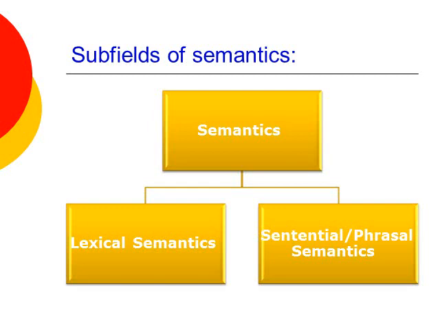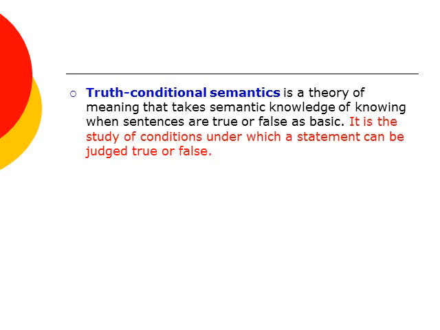Today we'll continue our discussion, but we'll move to sentential or phrasal semantics. As the name suggests, this is the semantics of the meaning of individual sentences and the different relations that exist between 2 or more sentences. So the focus of today's class is what is called truth conditional semantics. Truth conditional semantics refers to a theory of meaning that takes semantic knowledge of knowing when sentences are true or false as basic. I'd like to draw your attention to this concept of knowing when sentences are true or false. Truth conditional semantics has to do with the meaning of sentences and not individual words, and thus it falls under sentential or phrasal semantics, like I've just mentioned.